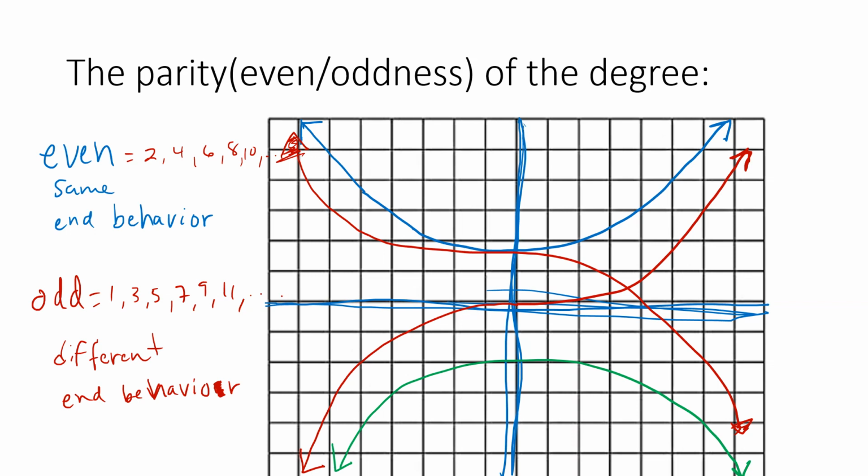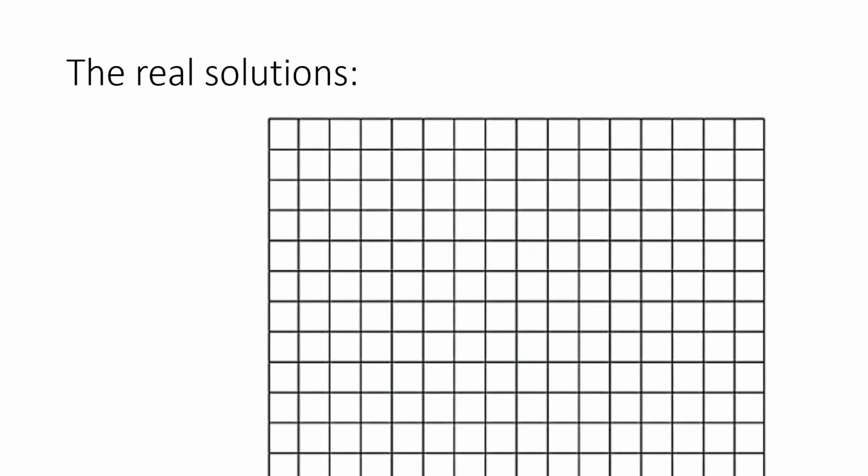Alright, let's move on. Okay, the real solutions. The real solutions are actually going to affect your x-intercepts. So whatever your roots are, whatever they equal to, if they are real solutions, meaning that they don't have an imaginary part, that's where your x-intercepts are going to be. And we talked about that.